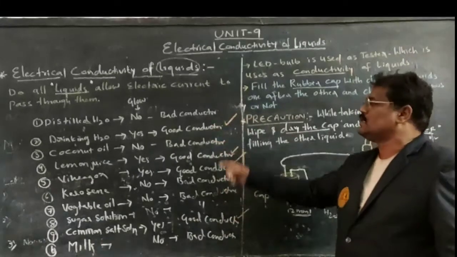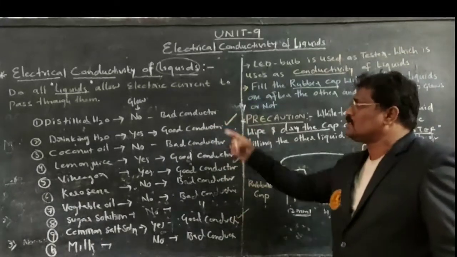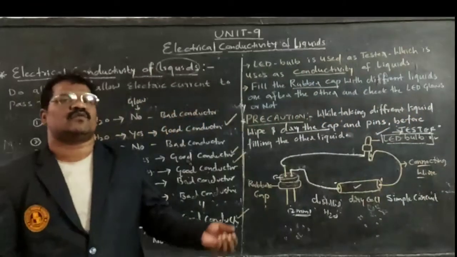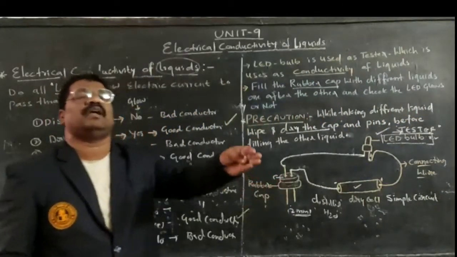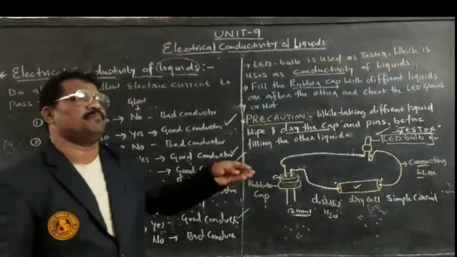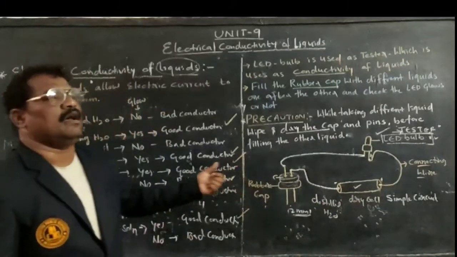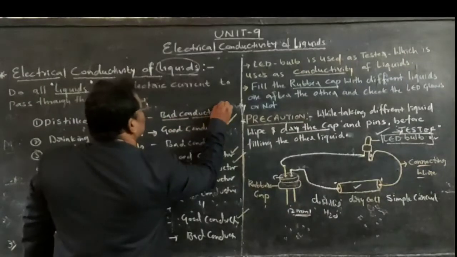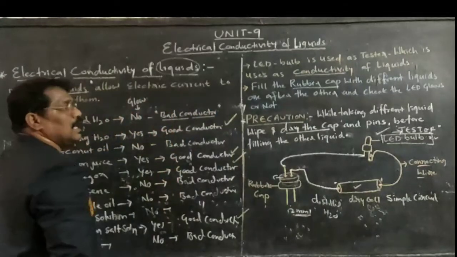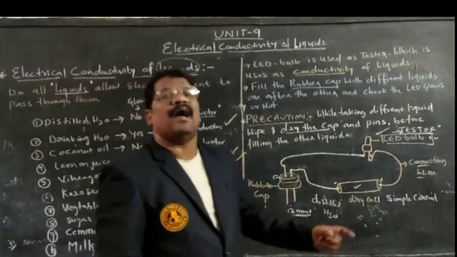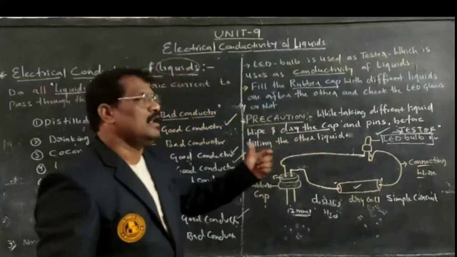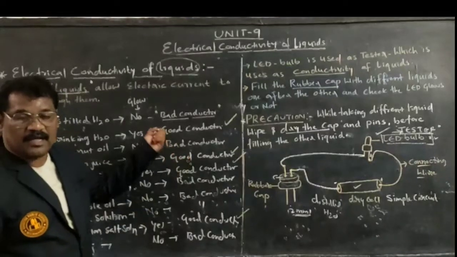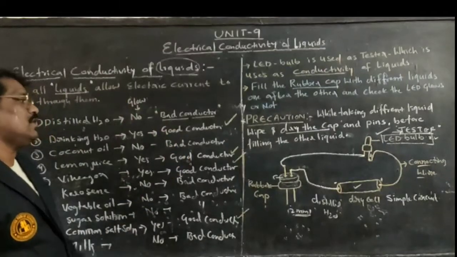Among all those things, some are good conductors and some are bad conductors. What do good conductors mean? Those which allow current, electricity, to pass through the substance are called good conductors. Those which don't allow electricity to pass are called bad conductors of liquid substances. We can call them liquid substances.